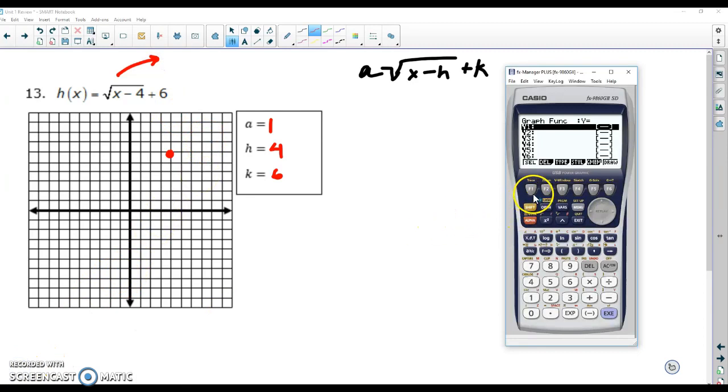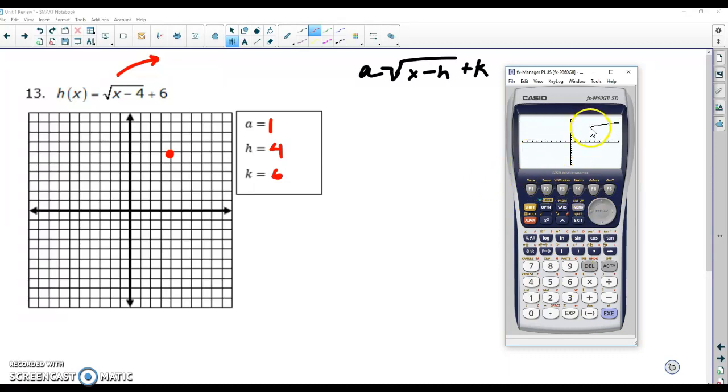So in the calculator, to access the square root, we're going to hit Shift X squared. We're going to type in X -4. We're going to get out of the square root, and then we're going to put +6. So we draw it, and there's our shape.